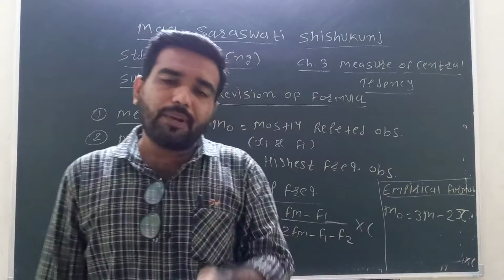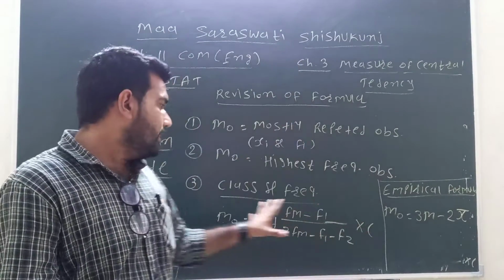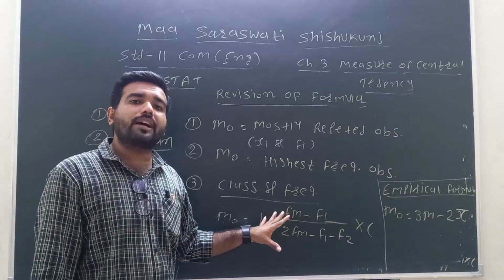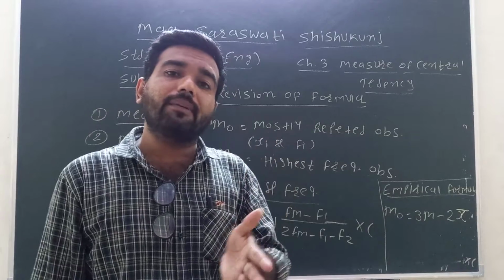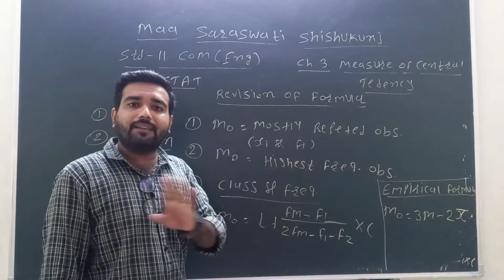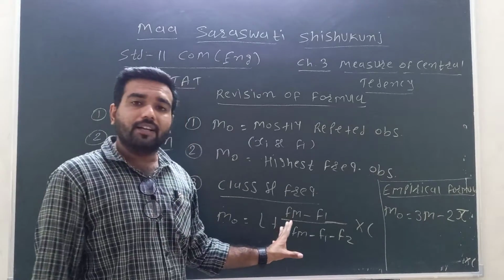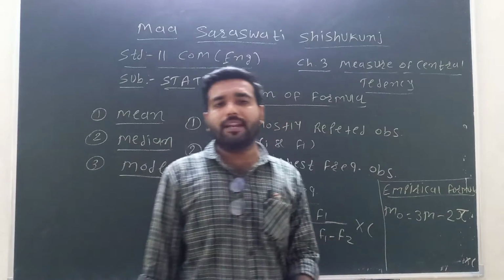Second, when the highest frequency is repeated more than one time. Here FM is equal to the highest frequency. But when the highest frequency is repeated more than one time, which one do we take as FM? At that time we cannot use this formula. So if the highest frequency is repeated more than one time, then we use the empirical formula.